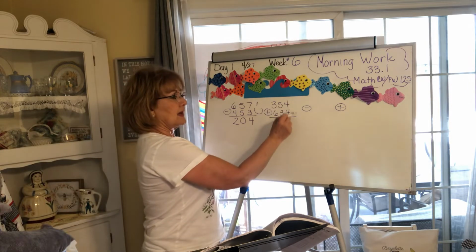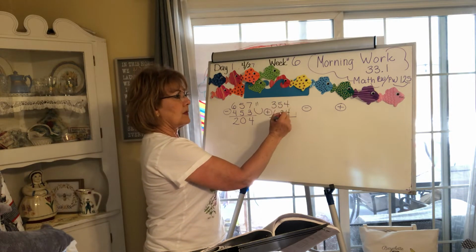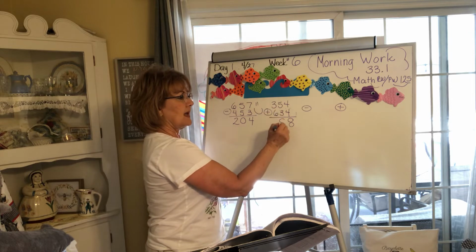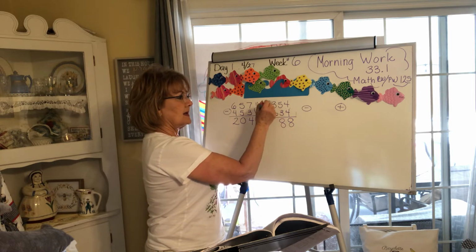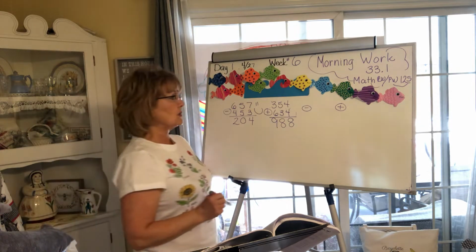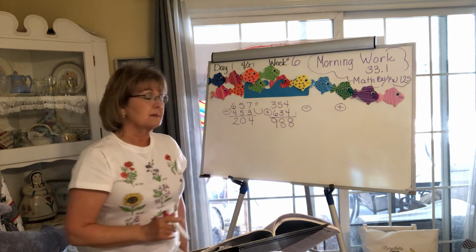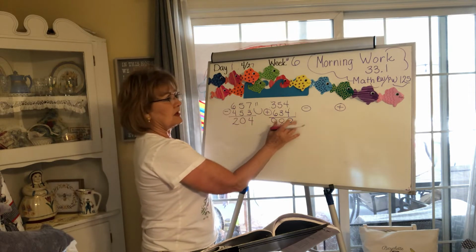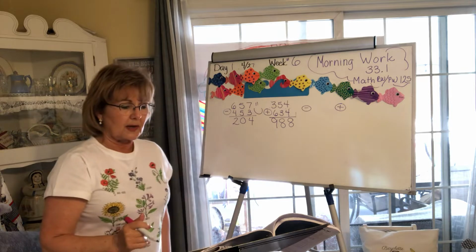Now we're adding it together. 4 plus 4 more makes 8. 5, 6, 7, 8. 6, 7, 8, 9. 988. Remember, you might have to do some regrouping. The first two you didn't. Regrouping for subtraction is borrowing. Regrouping for addition is carrying over, right?